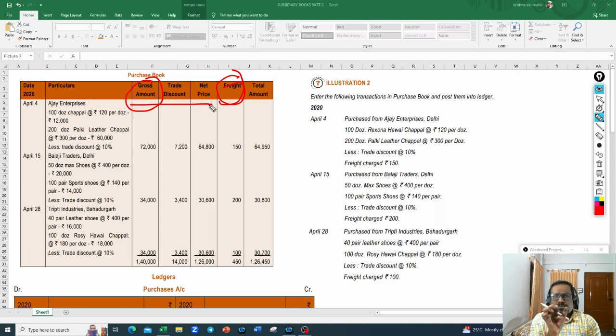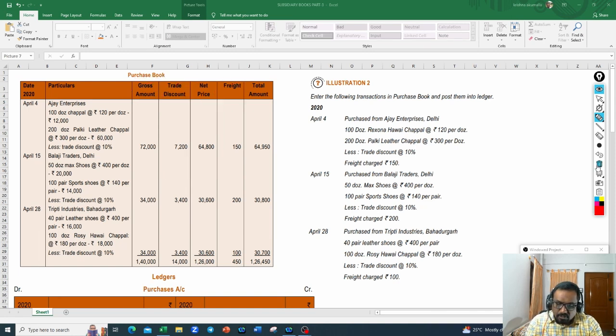Details column has been split into three: gross amount, trade discount, net price. Previously, we used to club these three and put it in one column called details column. That's okay. You can make the slight changes. That's not a problem at all.